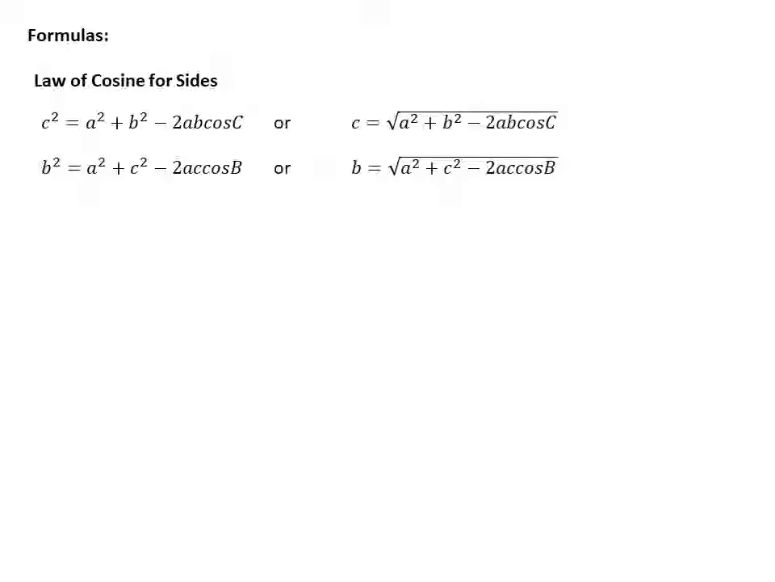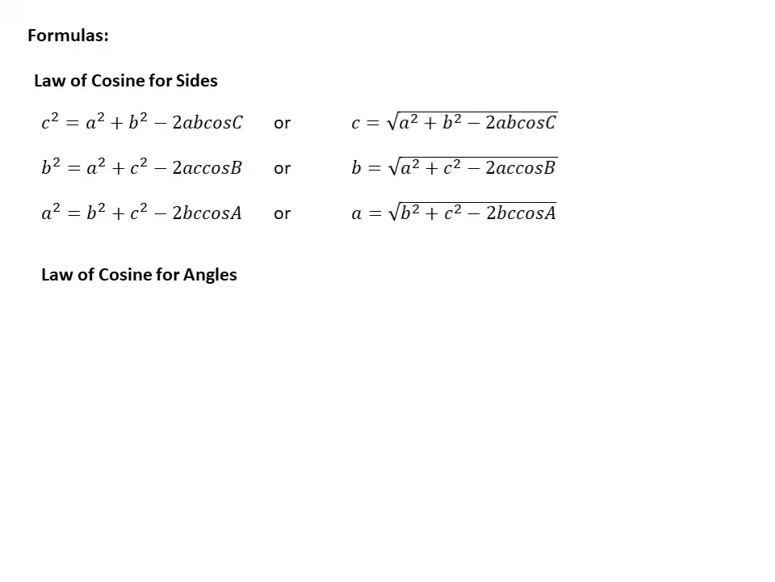Another formula, we have B squared equals A squared plus C squared minus 2AC cosine of angle B, or B is equal to the square root of A squared plus C squared minus 2AC cosine of angle B. For the third one, A squared equals B squared plus C squared minus 2BC times the cosine of angle A, or it can be written also as A equals the square root of B squared plus C squared minus 2BC cosine of angle A.